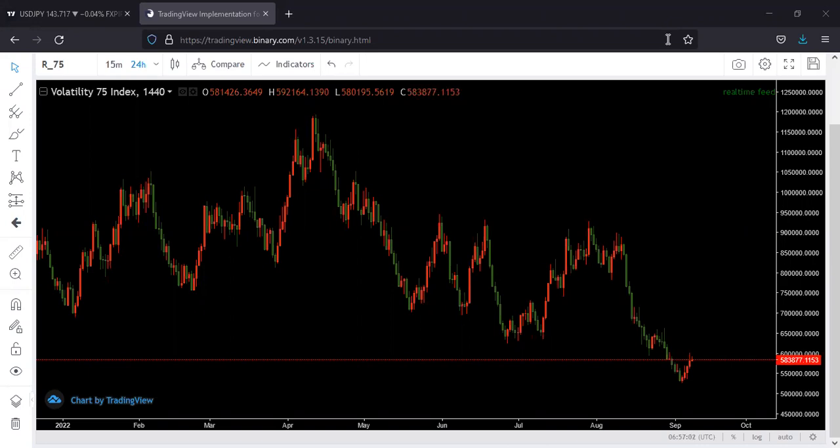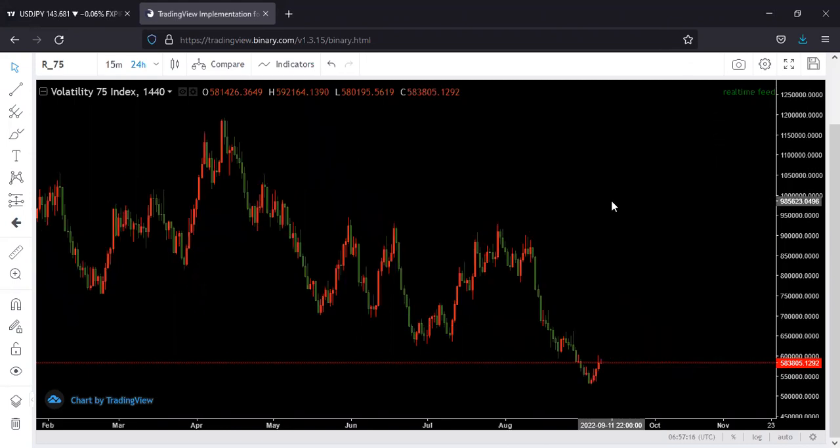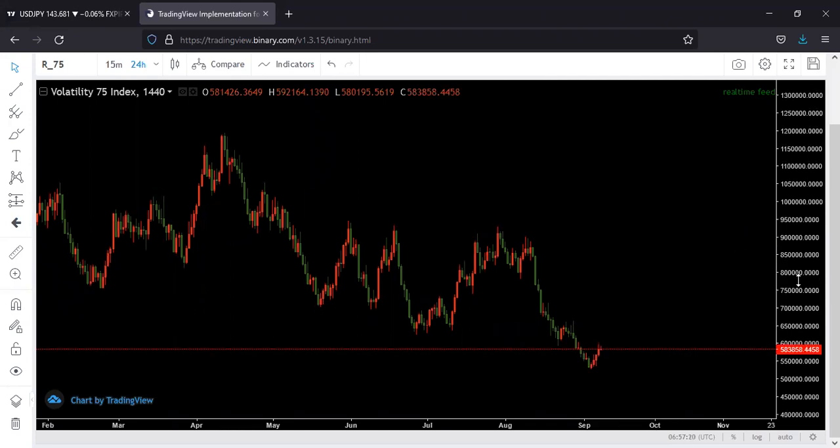So without wasting our time, let us proceed with our analysis on this asset. As usual, guys, based on our strategy, we always start from the higher time frame to the lowest time frame. I hope you remember that.